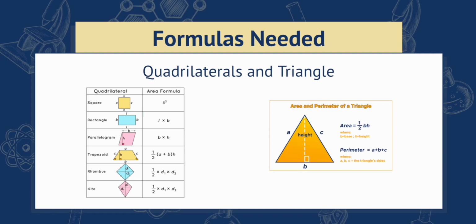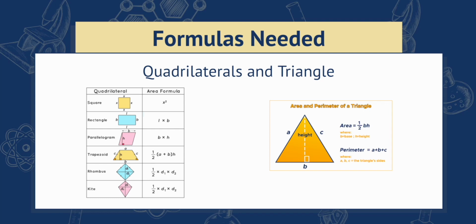As for the formulas needed, it is a must that we know by heart all the formulas for area, surface area, volume, perimeter of different geometric figures such as quadrilaterals, triangles, circles, spheres, and so forth. So let's start with the basics first. For the quadrilaterals, we have the square, rectangle, parallelogram, trapezoid, rhombus, and kite. And we might be familiar with most of them from high school days.